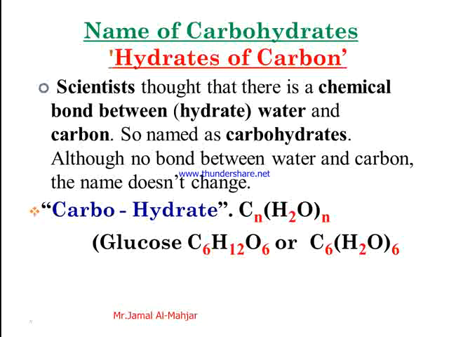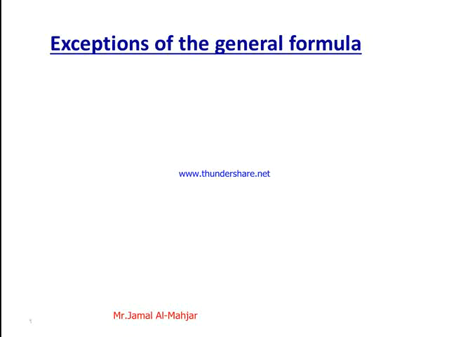Now, if we take glucose, this is C6H12O6. It can be written as C6(H2O)6. They thought that there are 6 carbon atoms and 6 water molecules. But now we know that this is not true. But the name is still used up to now.